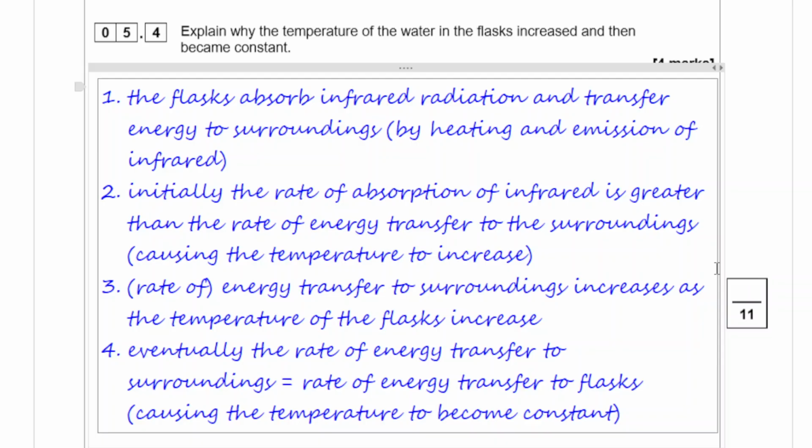The rate of energy transfer to the surroundings increases as the temperature of the flask increases. Eventually, the rate of energy transfer to the surroundings is equal to the rate of energy transfer to the flask, causing the temperature to become constant.